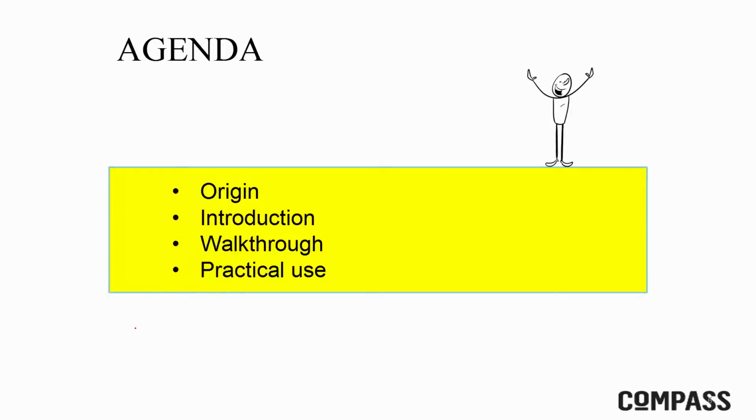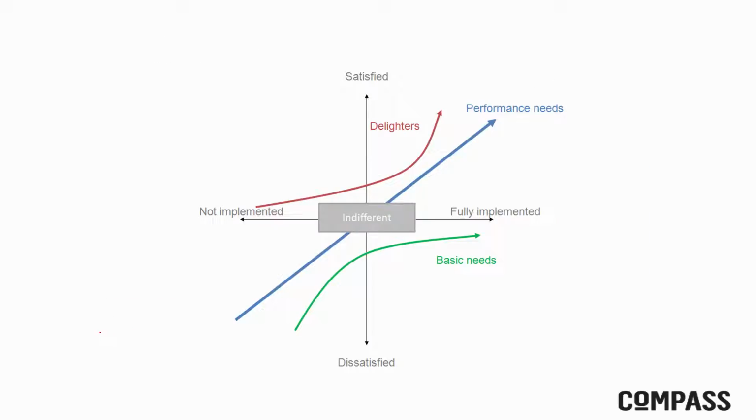So let me take you through the model. This is the Kano model in graphics. Again, we're looking from the customer's perspective. We have two axes. We have satisfied and dissatisfied. That's how the customers view our products. And then the product can be not implemented and fully implemented. These three arrows are how the customers can react on these axes.